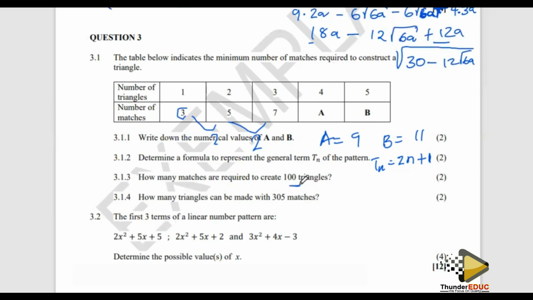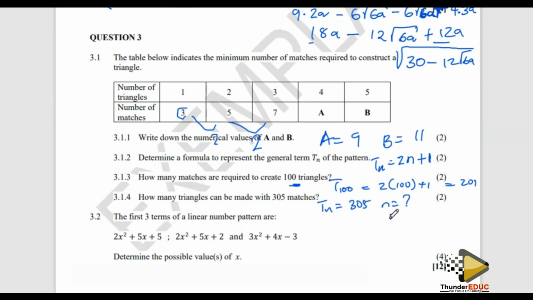Then how many matches will be required to create 100 triangles? In other words, they want us to look at T100. So where there is n, put 100. So 2 times 100 plus 1, we get 201. Then how many triangles can be made with 305? So our Tn is 305. They want us to get n.